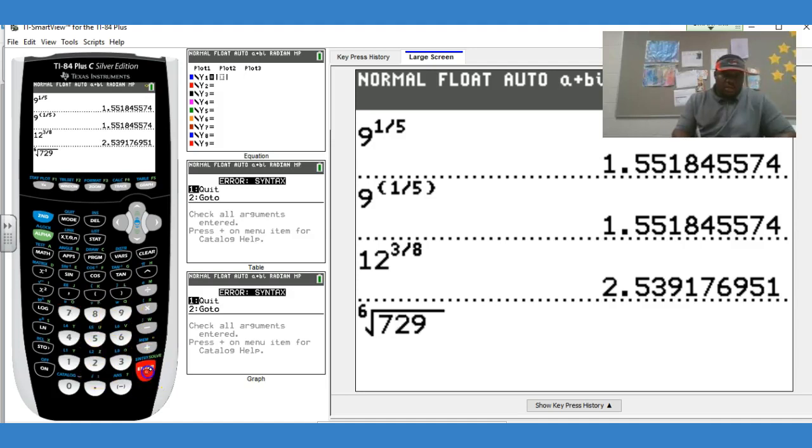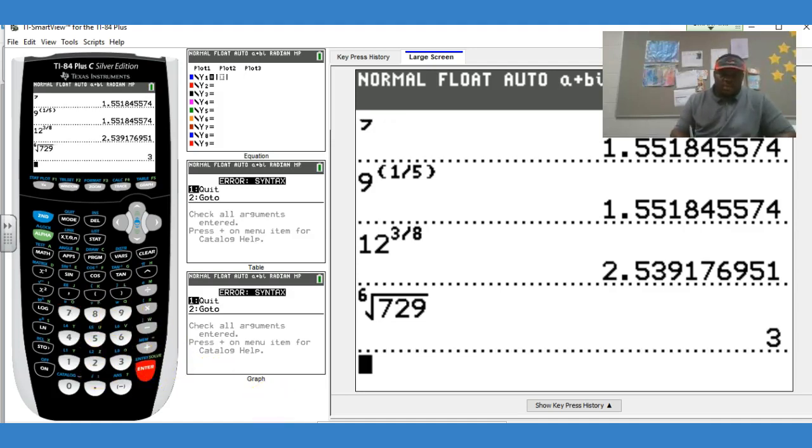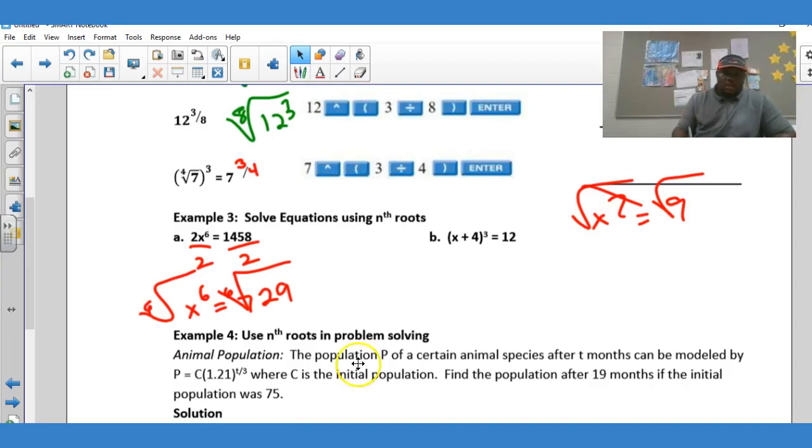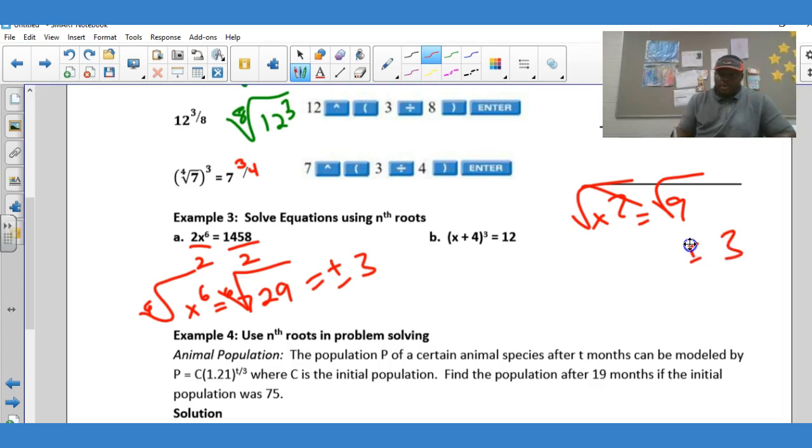And that is 3. All right. So the 6th root of 729 is actually plus or minus 3, because again, it's a positive root. Remember how when you take the square root of 9, you get plus or minus 3? Anytime it's a positive exponent, it's going to be plus or minus, okay?